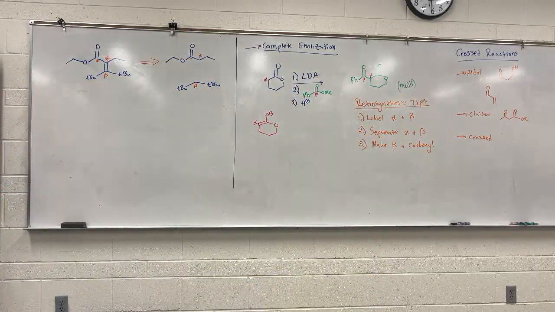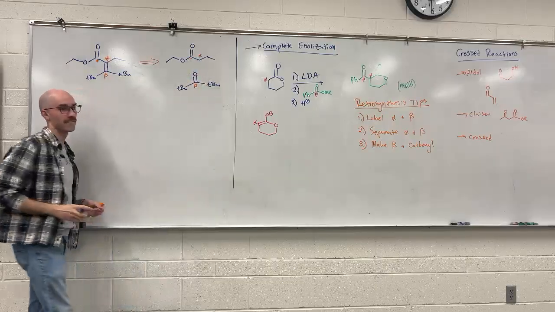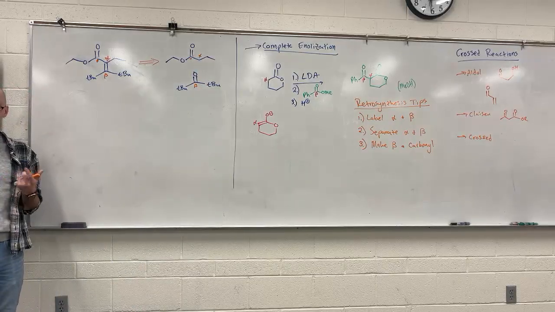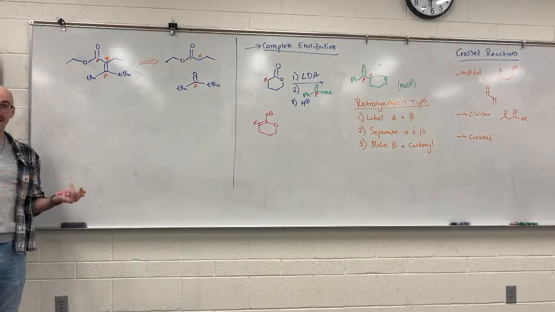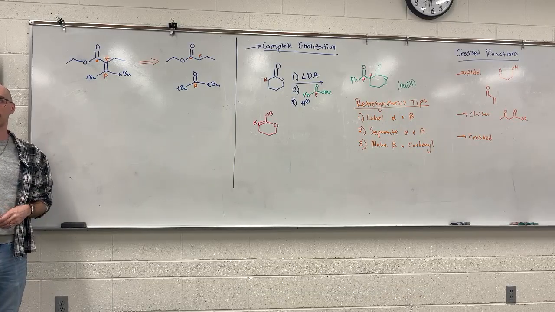Would you guys agree I'm done with step 2? I don't know why I called it B. And then the only thing left is step 3. Make sure that beta is a carbonyl carbon. Is it a carbonyl carbon? How about now? Great. That's it. I've now retrosynthesized these reagents.